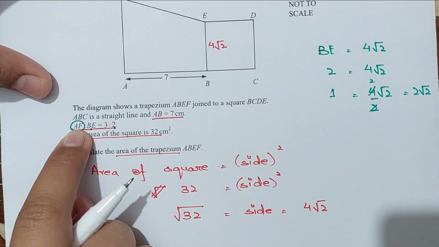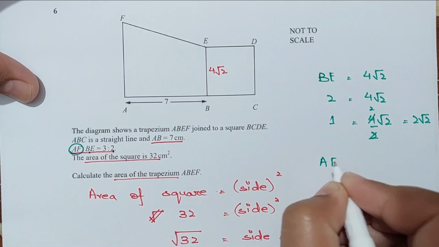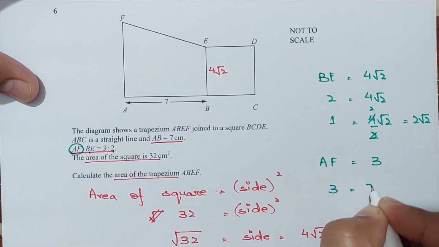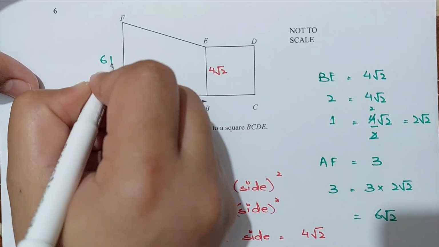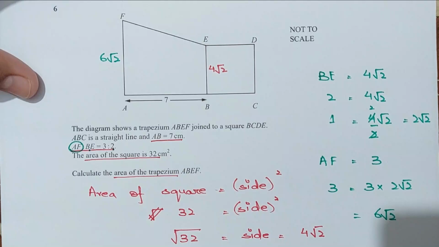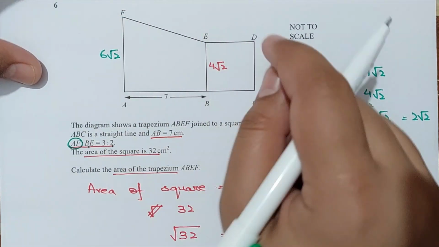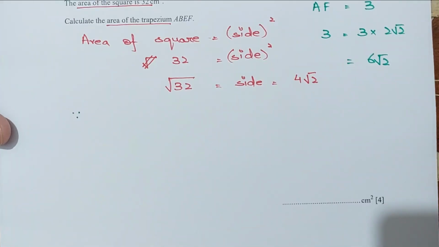Now let me solve for AF. Since AF is in the ratio of 3, 3 is equal to 3 times 2 root 2, which is 6 root 2. So this value is 6 root 2 and this value is 4 root 2. Now the area of a trapezium is half the sum of the parallel sides, these two, multiplied by the height of the trapezium.